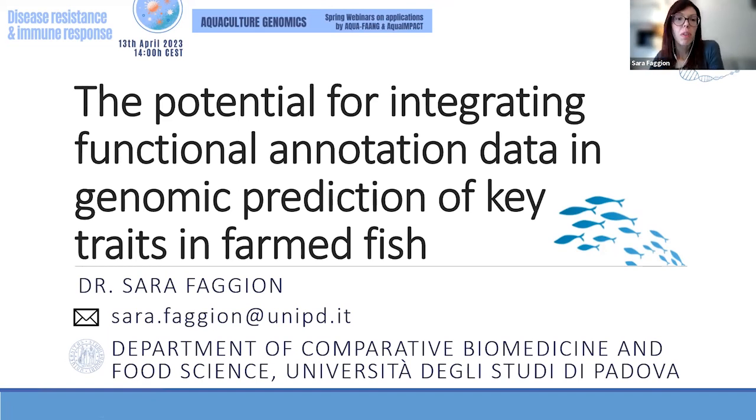My presentation will focus on the potential for integrating functional annotation data. So I will take what Luca has already presented, and I will put it in a genomic prediction perspective. I work mainly on quantitative genetics, so my presentation will focus mainly on quantitative genetics.